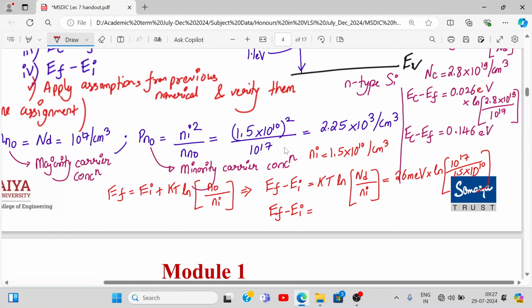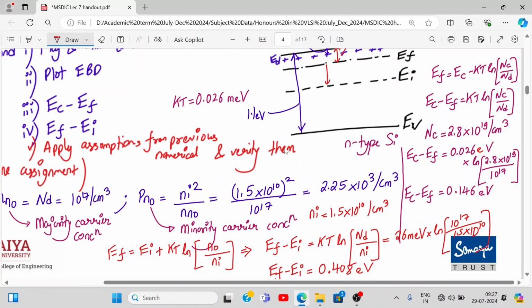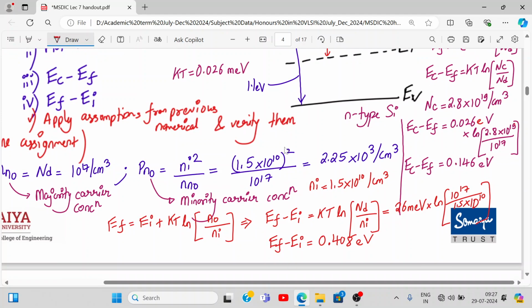EF minus EI is 0.408 electron volt. Alright, so this way we can do the analysis similarly for p-type semiconductor also. There everything will be with respect to the valence band. I think earlier we have done a numerical for a p-type semiconductor, but it was a compensated semiconductor. So we have done one p-type and one n-type.